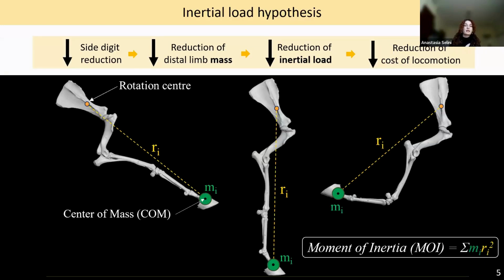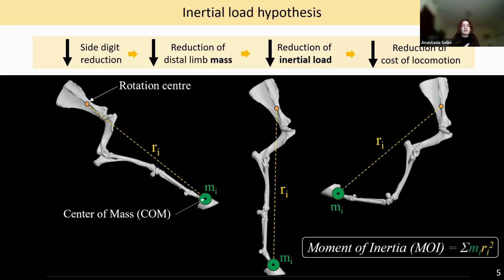So it can be summarized as that side digit reduction led to the reduction in the mass at the distal part of the limb, which would decrease the inertial load when swinging the limb, and finally reduce the cost of locomotion for these species. The physics behind this hypothesis can be understood from the equation that you see here, the moment of inertia.